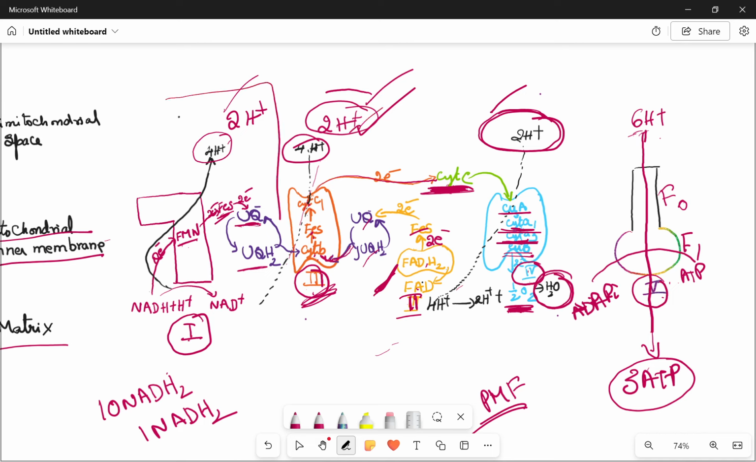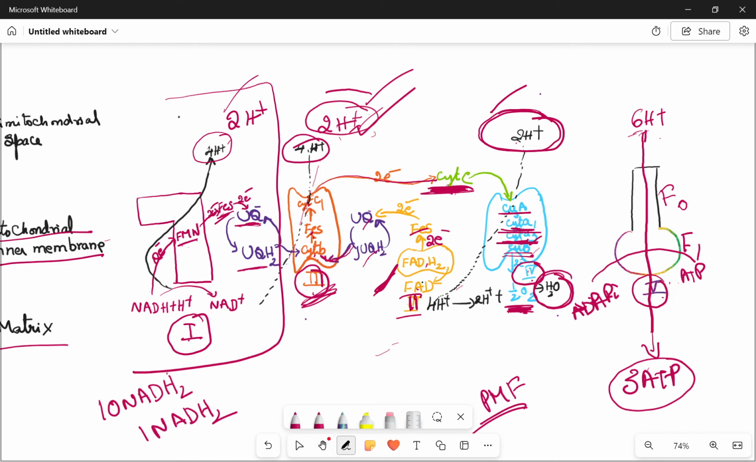We have to count these 2 protons. Don't take this part because NADH2 is not involved in this. This is about FADH2. So, where are the electrons now? Cytochrome C. From cytochrome C to the fourth complex: copper A, cytochrome A1, cytochrome A3, copper B, and then to the half molecule of oxygen.